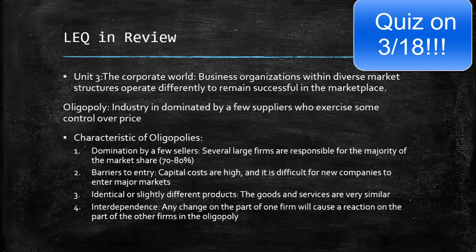LEQ and review. Okay. Today we talked about imperfect competition. Specifically, we talked about oligopolies. We mentioned the 4 characteristics of oligopolies. As for all these characteristics, I would highly recommend maybe even making a table so you can quickly compare and contrast the characteristics of perfect competition versus the characteristics of market structures in an imperfectly competitive market, aka monopolies, oligopolies, and monopolistic competition.